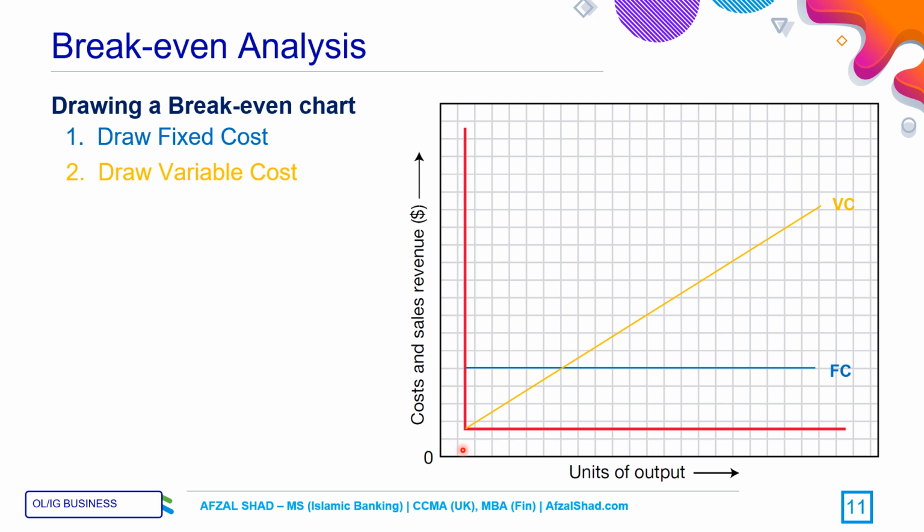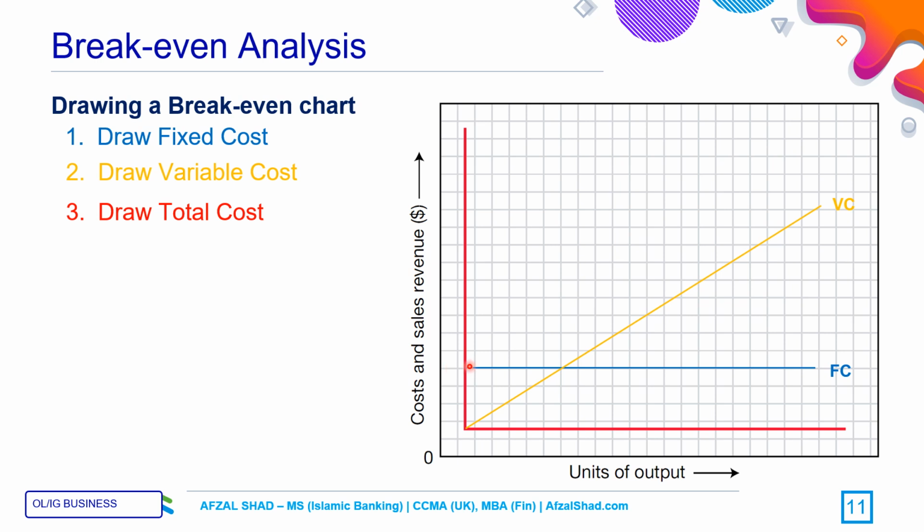So first step, fixed cost. Second step, variable cost. What is the third cost we have? Fixed cost plus variable cost, that is called as total cost. So the third thing which we are going to do is we are going to draw the total cost. And we know that the total cost starts from the point fixed cost. So whatever the starting point of the fixed cost, at this point the total cost would start.